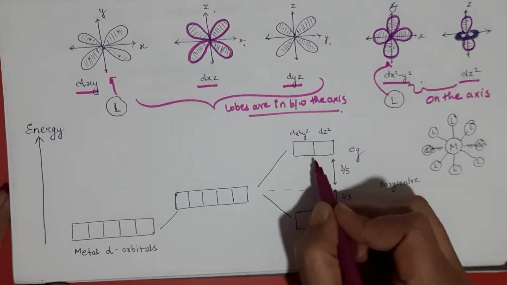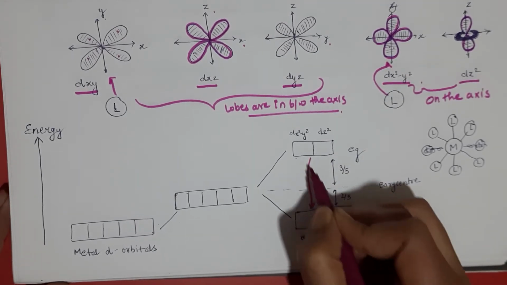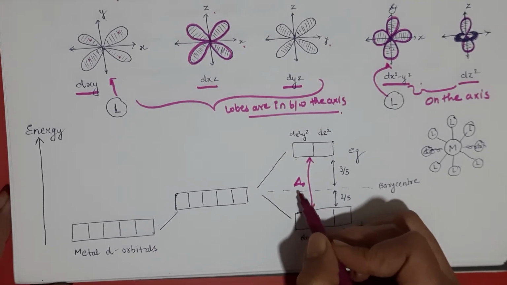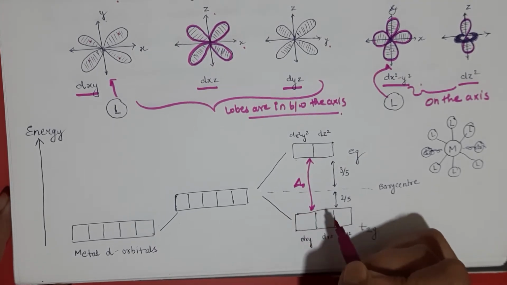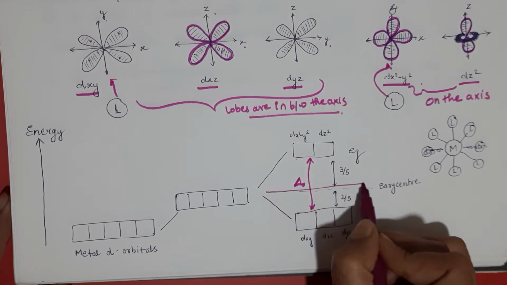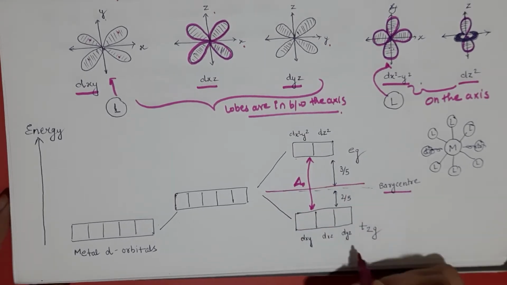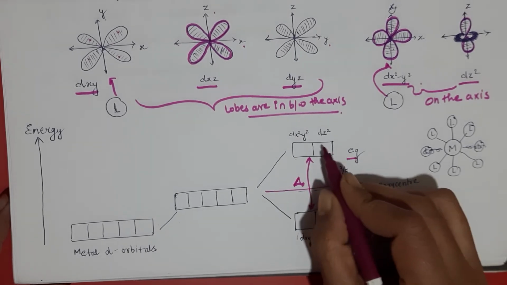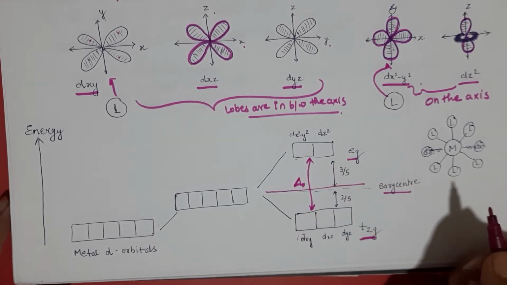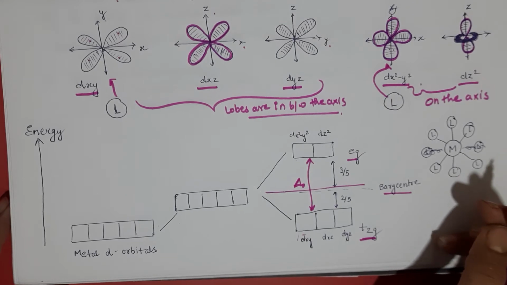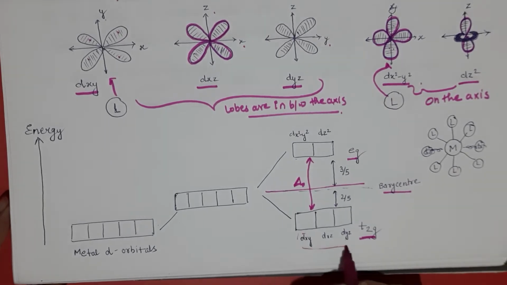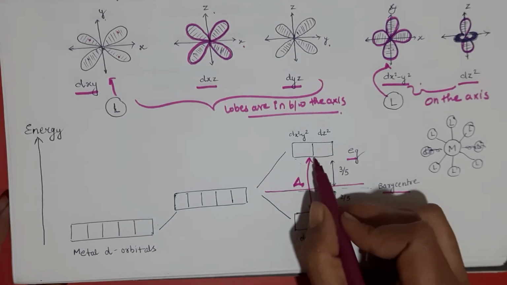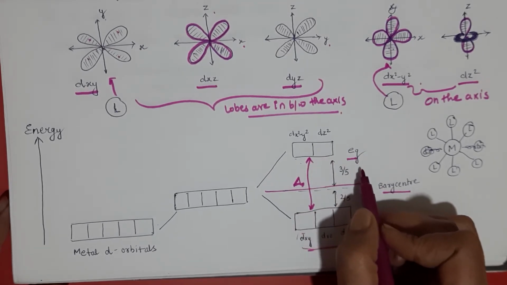Okay, here in the diagram you can see this difference is known as delta naught, the crystal field splitting energy. This is a barycenter. You can see here, this set of orbitals is known as T2G and this is EG. So in writing the electronic configuration, you have to remember that these three orbitals are named T2G and these two orbitals are named EG.